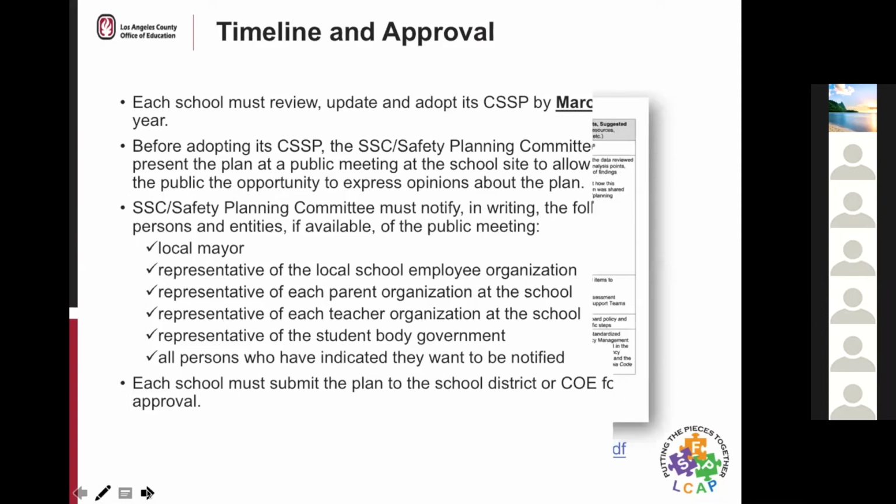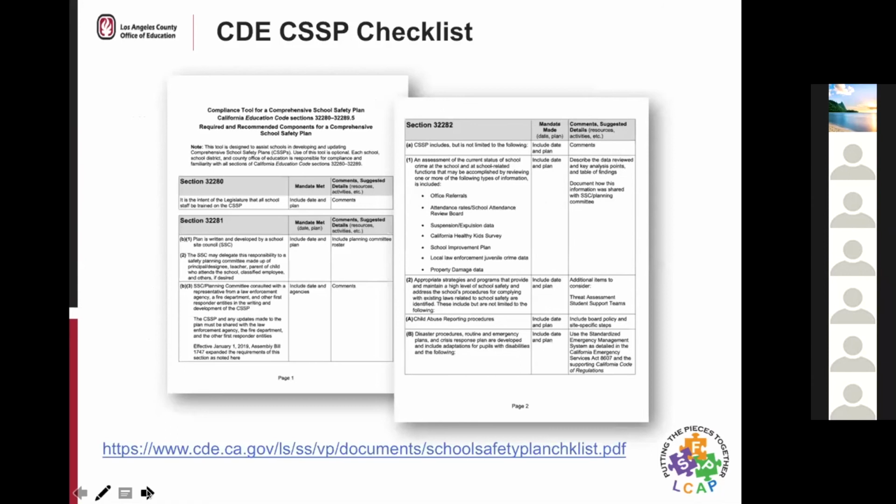Next slide, please. The CDE created a comprehensive school safety plan tool to assist schools in developing and updating their school safety plans. Here you can see a screenshot of the first 2 pages of the CDE's tool, and at the bottom of the slide, we've also provided a link to the document. This checklist tool includes the school safety plan requirements, as well as some suggestions and resources for some components of the plan.